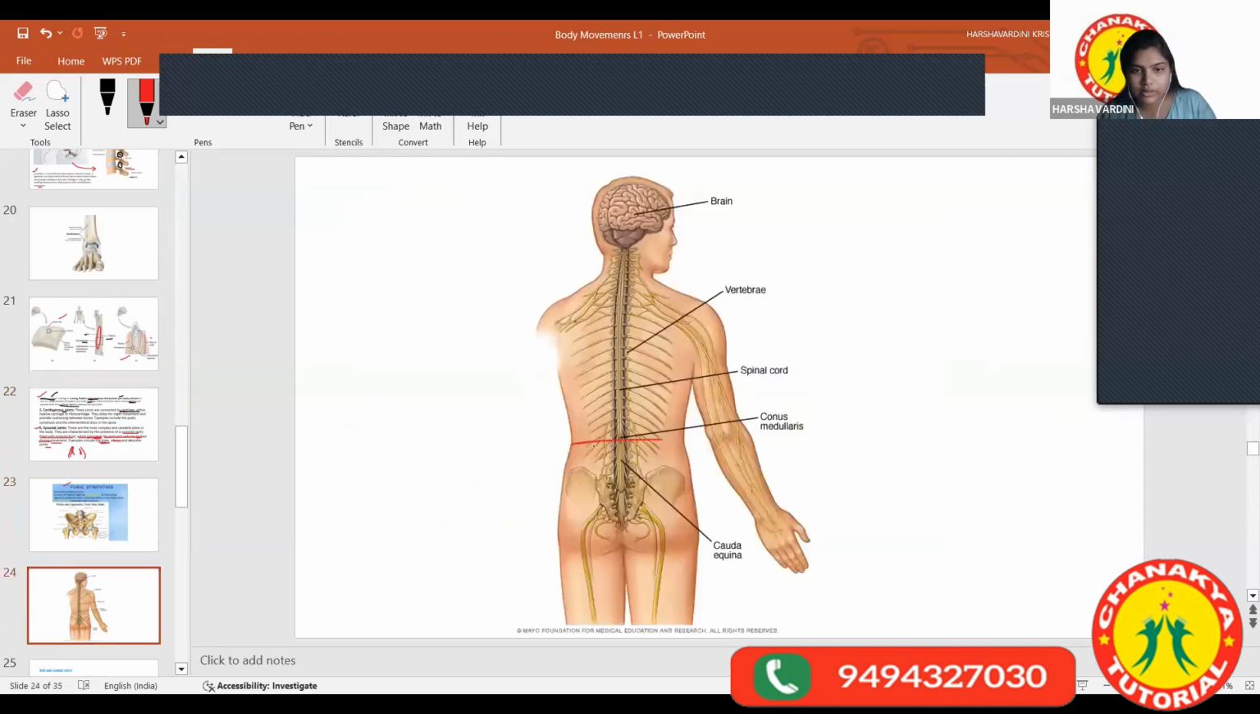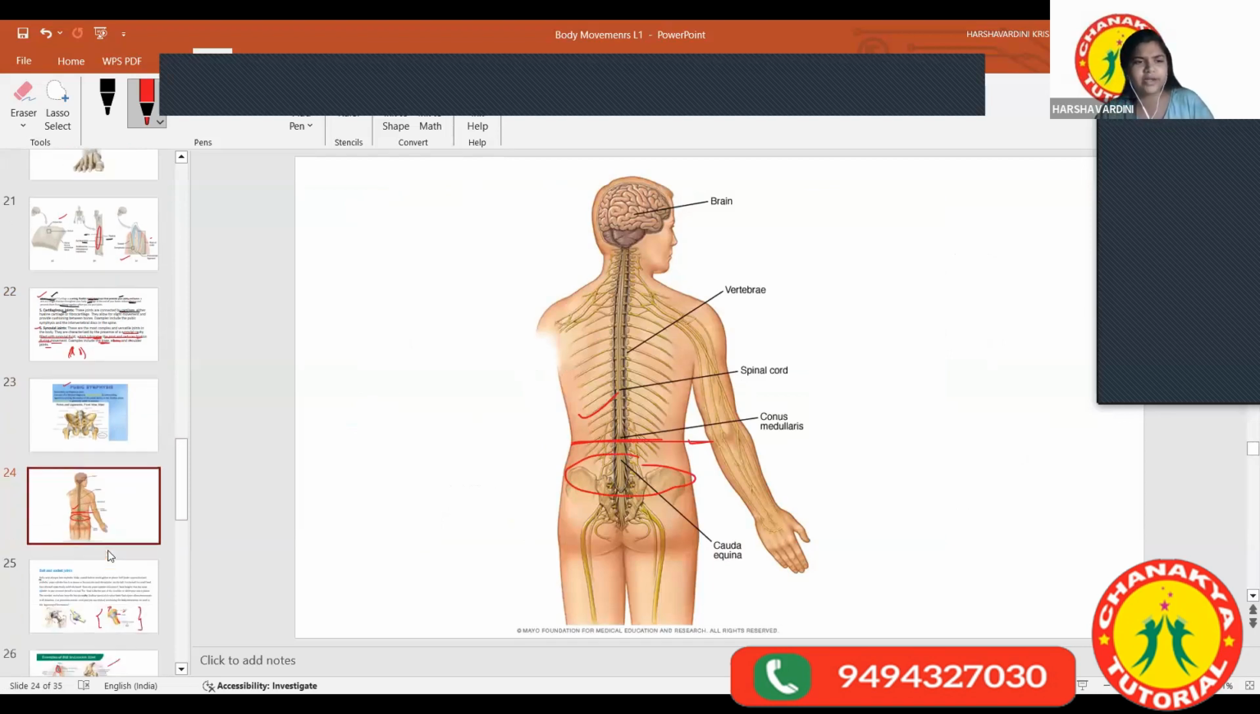This joint is the part where the vertebral column and the hip bone get connected. That's why Neha asked some doubt, so I got this picture from it.